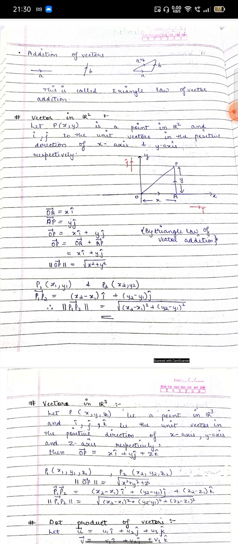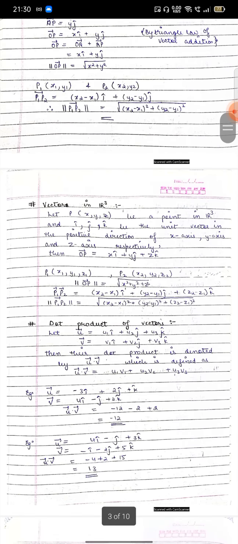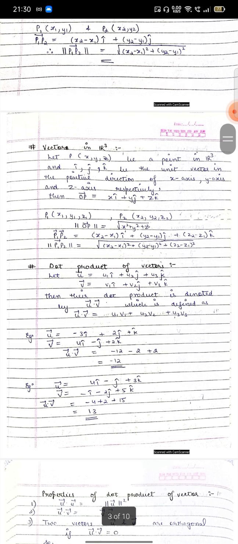Vector in R3. Let P(x, y, z) be a point in R3, and i cap, j cap, k cap be the unit vectors in the positive direction of the x-axis, y-axis and z-axis respectively. Then OP vector is equal to x i cap plus y j cap plus z k cap. Now P1 point is (x1, y1, z1) and P2 point is (x2, y2, z2). Then mod of OP vector is equal to under root of x square plus y square plus z square.